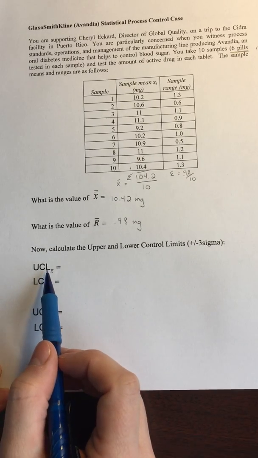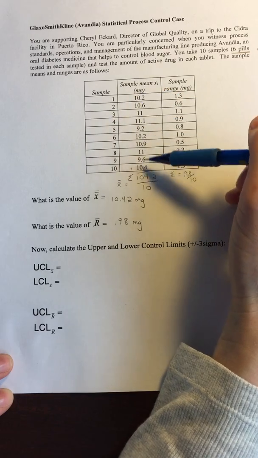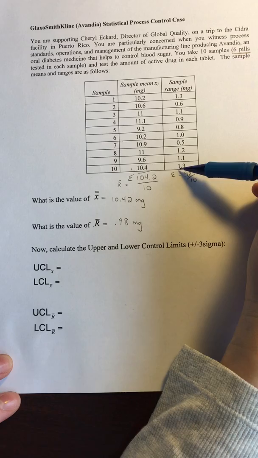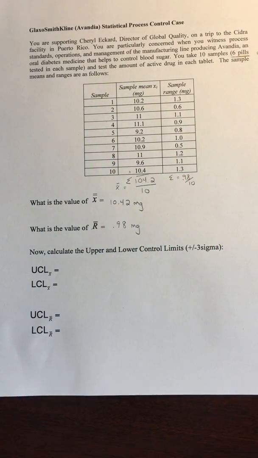We want to look at the central tendency of the data. So is the data with some level of confidence around that 10 milligrams? And also we're interested in the variation. So are we seeing a lot of variation in terms of the data?